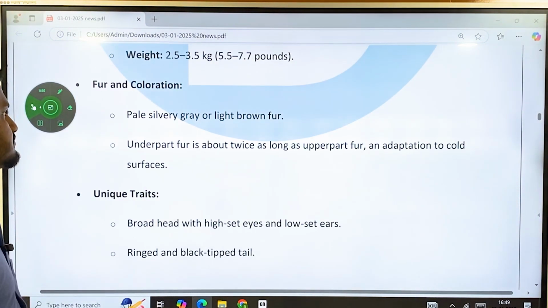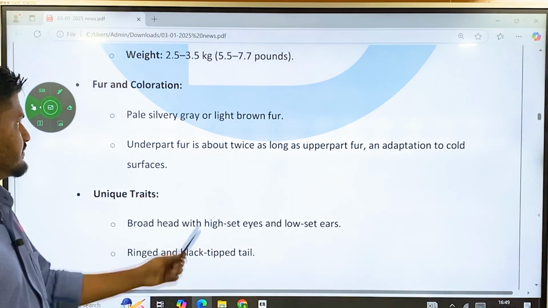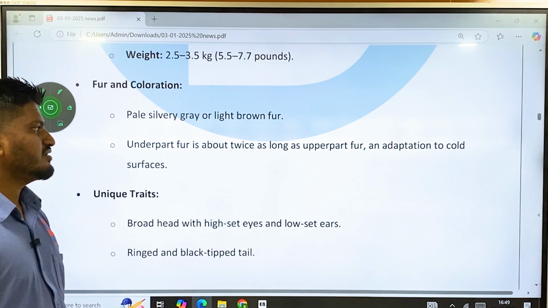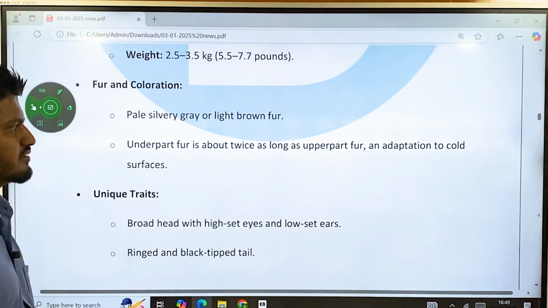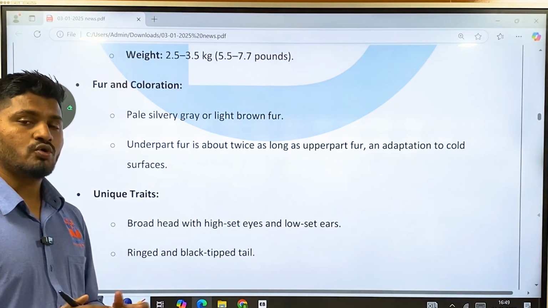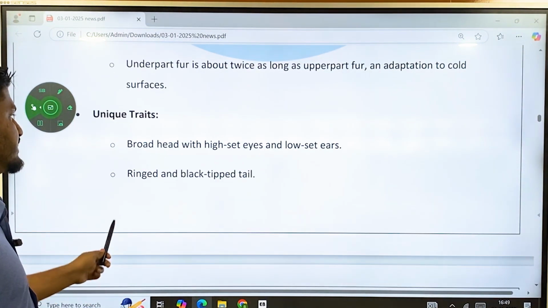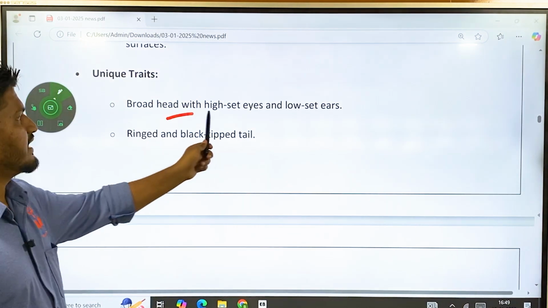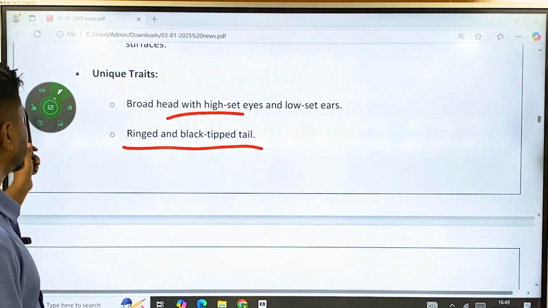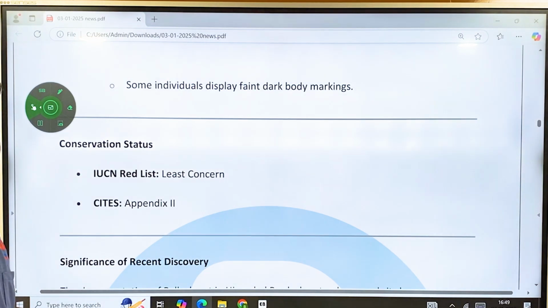And fur and coloration: the color of the fur is pale silvery gray or light brown. This pale silvery gray is what I showed you in the images, and the underfur is about twice as long as the upper part of the fur, which is an adaptation to cold, so that they can survive the cold conditions present in the mountainous regions. And there are certain unique traits, that is, a broad head with high set eyes and low set ears, and a ringed and black tipped tail. Okay, and some individuals display faint dark body markings also.